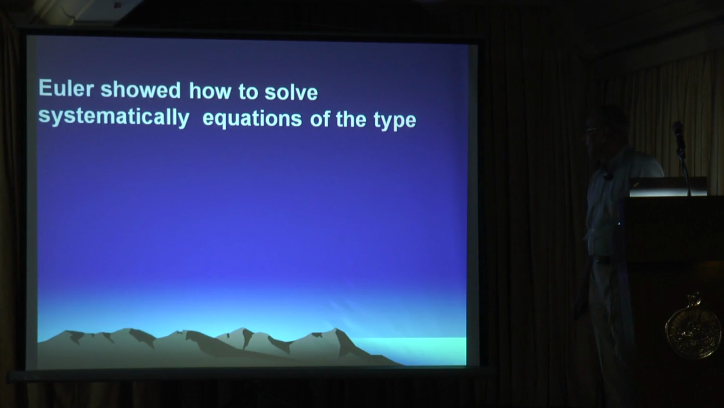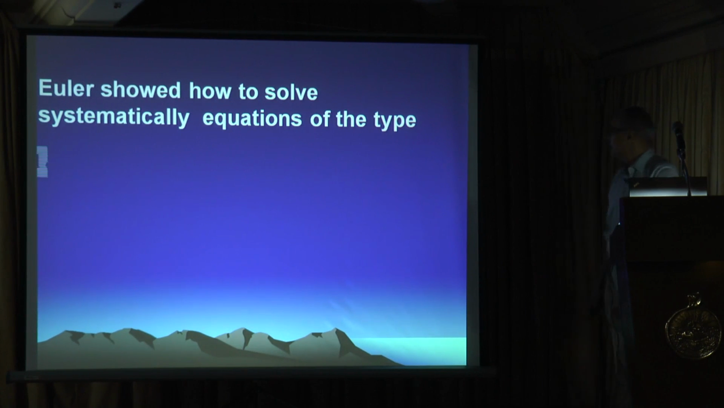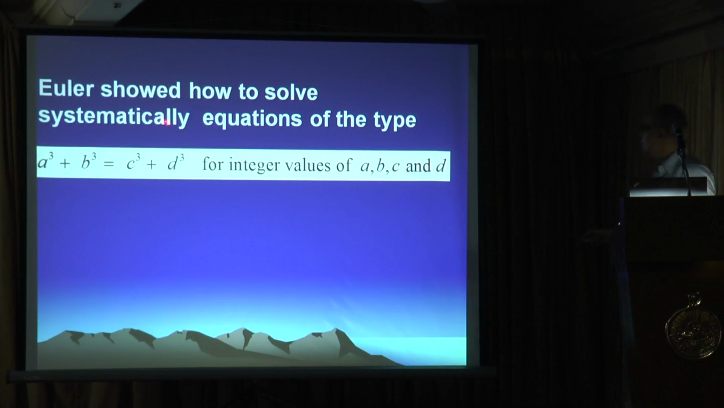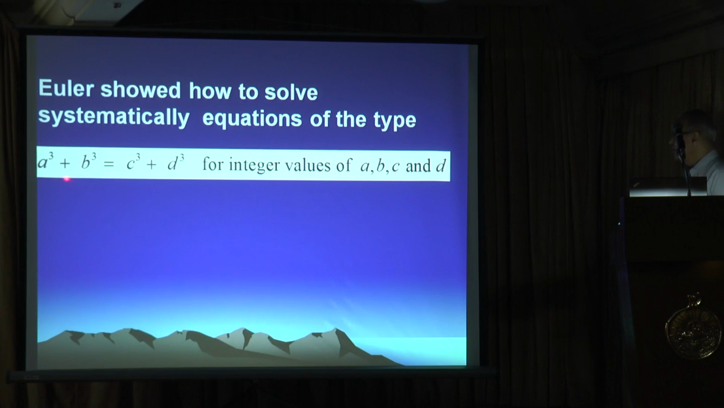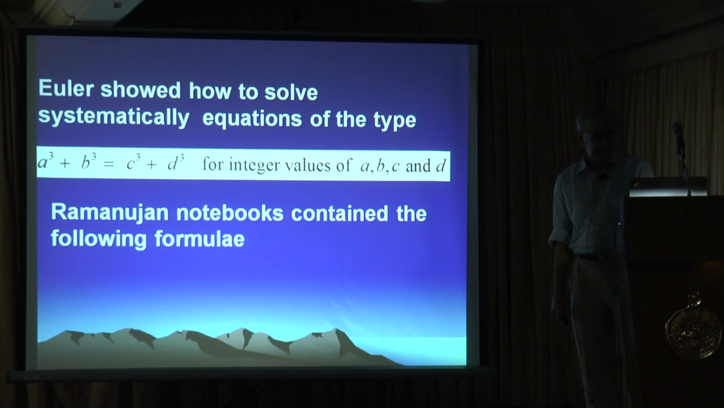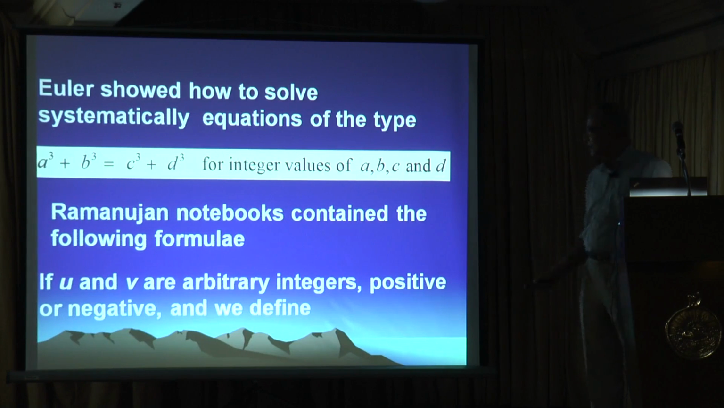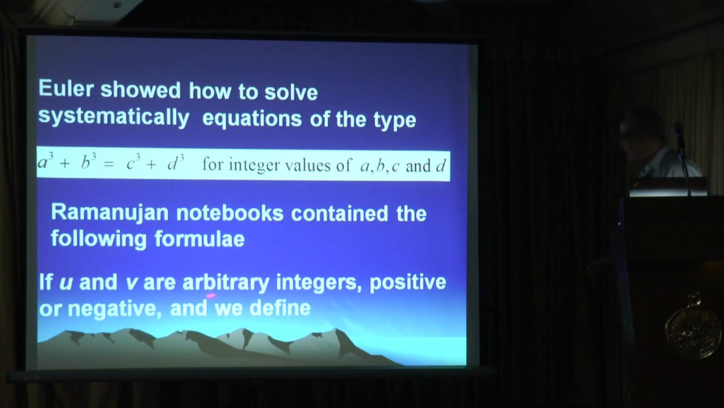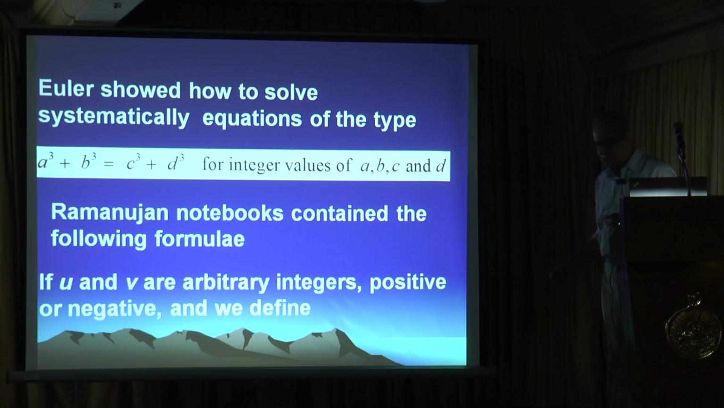Okay. This is not the only thing he did. Actually, Euler showed how to solve systematically equations of the type a cube plus b cube is c cube plus d cube for integer values of a, b, c and d. What Ramanujan did was the following formula. He said, if u and v are arbitrary integers, positive or negative, and then we define 4 more quantities in terms of u and v.